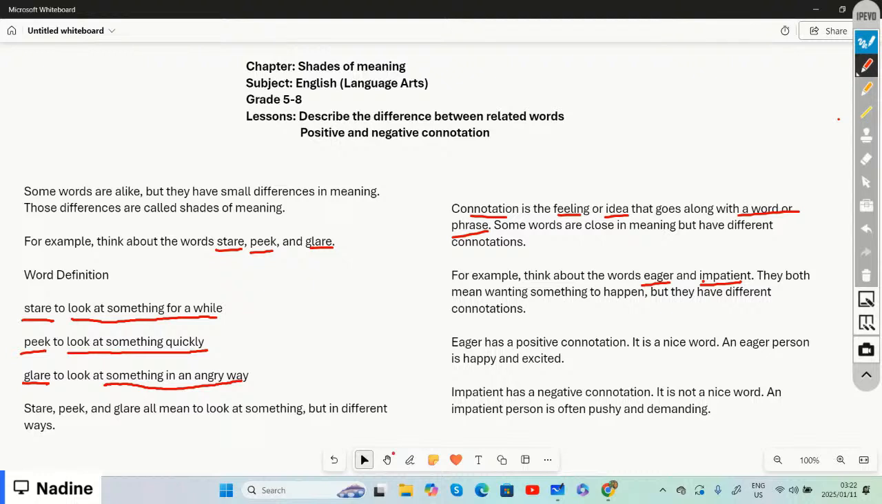However, eager as well as impatient, they have different connotations. One of the words has a positive connotation, and the other one has a negative connotation, meaning that the one means more of a positive wording, the other one is more like a negative wording. So if we look at the word eager, right? Eager is a positive connotation, or it has a positive connotation.